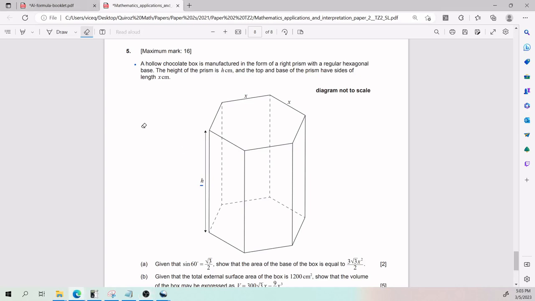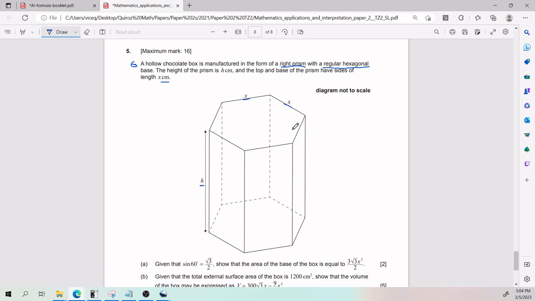Alright, and now for the fifth one, we have that a hollow chocolate box is manufactured in the form of a right prism, ooh, buzzword, with a regular, big buzzword, hexagonal base. The height of the prism is h centimeters, and the top of the base and base of the prism have sides of length x centimeters.